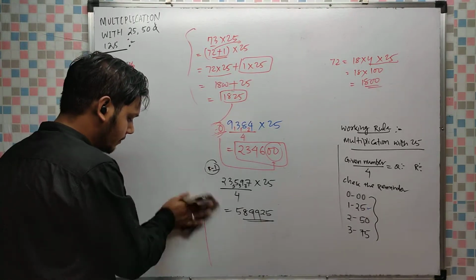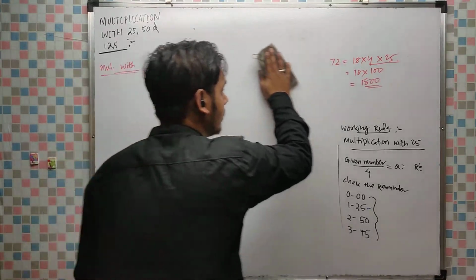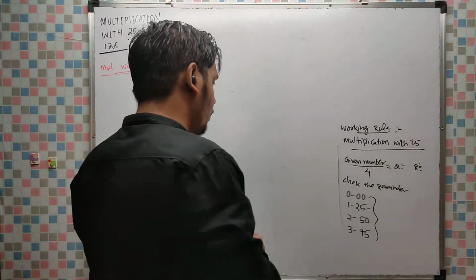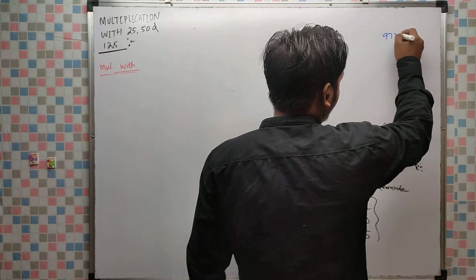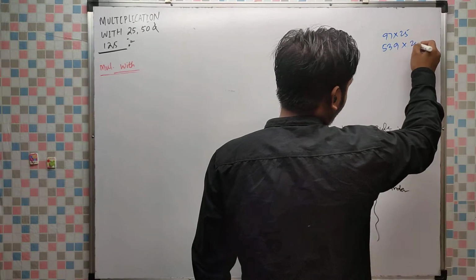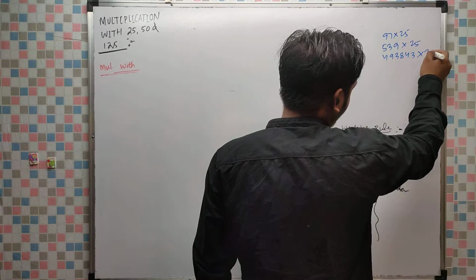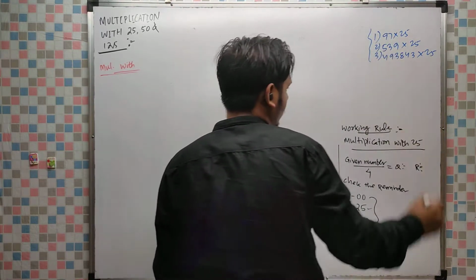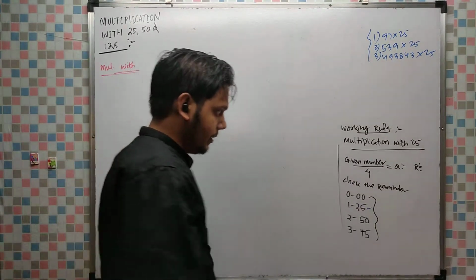So do 97 into 25, 539 into 25, 49384 into 25. These are the 3 numbers that you have to do yourself. Okay. Then we'll go for 50.